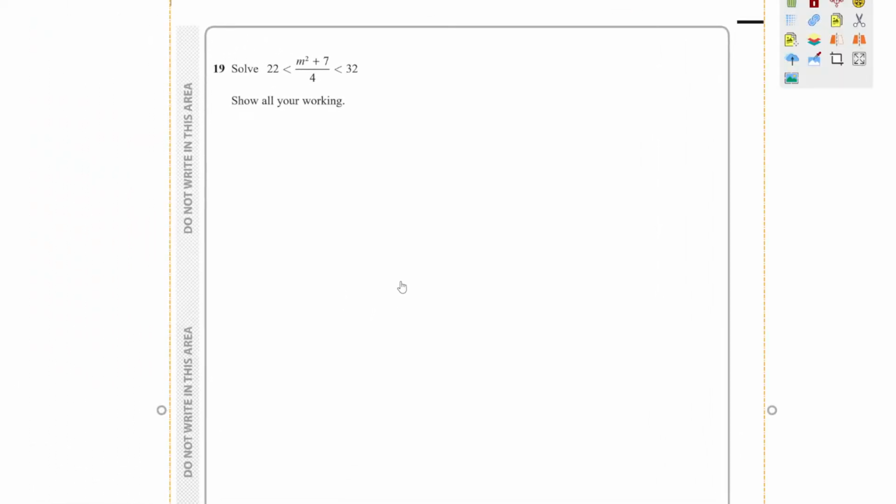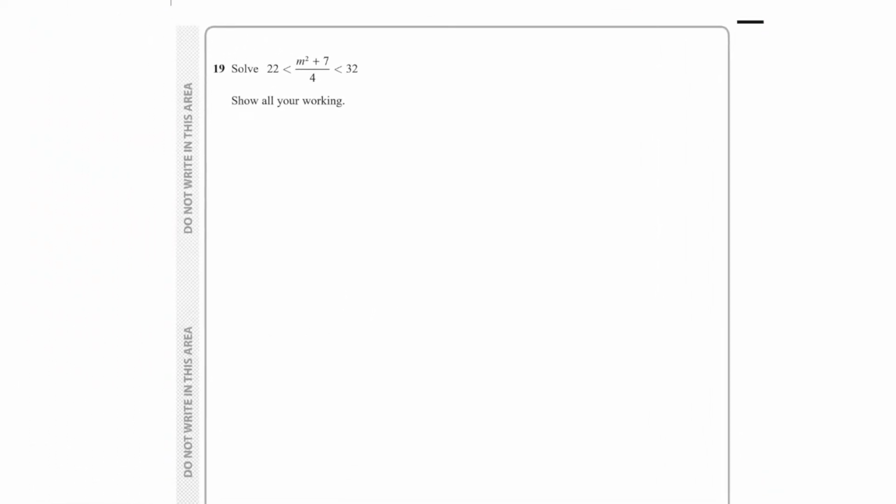Now, I know that you've got some kind of quadratic inequality anyway in the other one, but we'll have a look at this one too. So solve 22 is less than m squared plus 7 over 4, which is less than 32. So obviously we want to rearrange this. We don't want to have all of these numbers in the middle. So I would multiply by 4, but obviously do it on all parts. So 88 is less than m squared plus 7, which is less than, what's that, 128? Let me check.